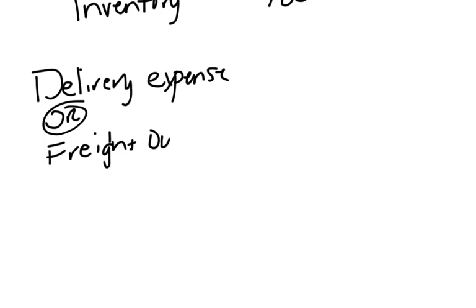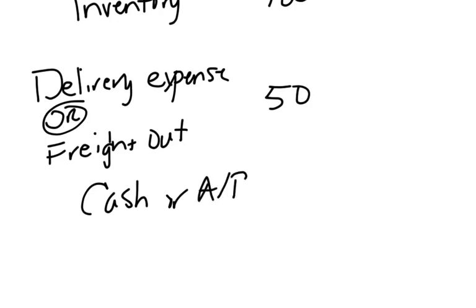So I could use two accounts. You could use delivery expense, or you could use freight out. Both are expense accounts. So whichever one you choose to use, we're going to debit it for $50. Either one. And then we'll credit cash or accounts payable, if we paid cash or if it's on account. There we go. So there's some freight charge.